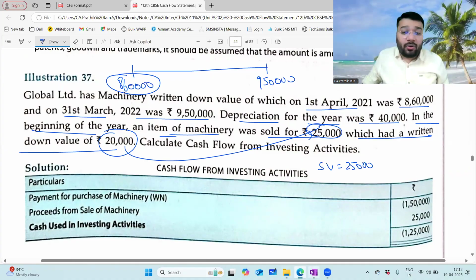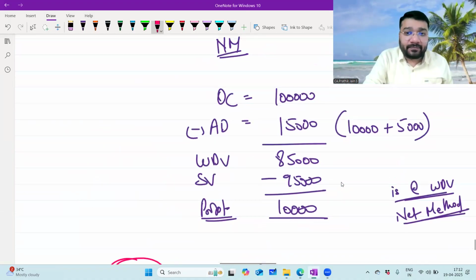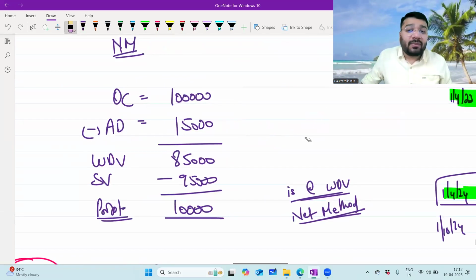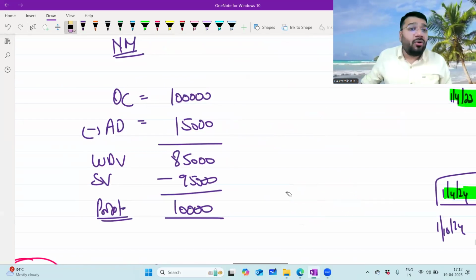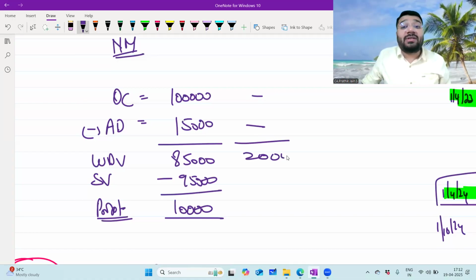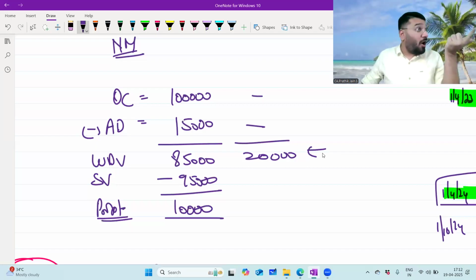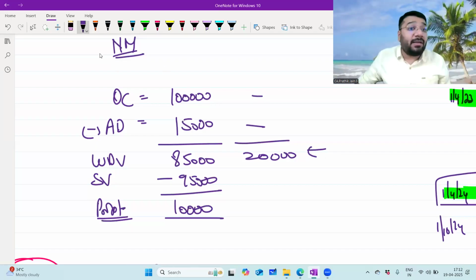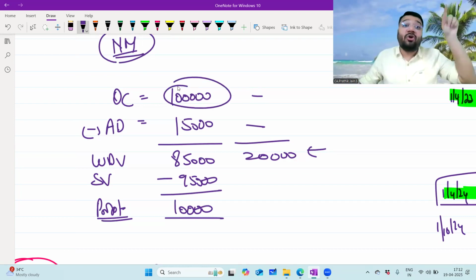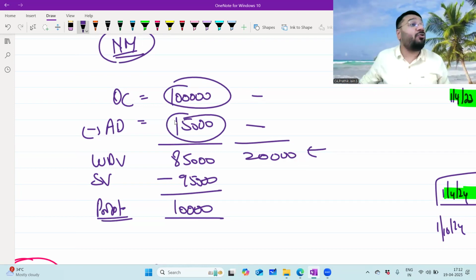What is the original cost? We don't know. So if I come back to our calculation, have they given you the original cost of the asset? No, it is not given. And accumulated depreciation also not given. But the WDV of 20,000 is given. So either they'll give you this information directly, or they will tell you, even in net method, that this particular asset which is sold was bought for 1 lakh rupees, whose accumulated depreciation is 15,000 rupees, and is sold for so and so rupees.